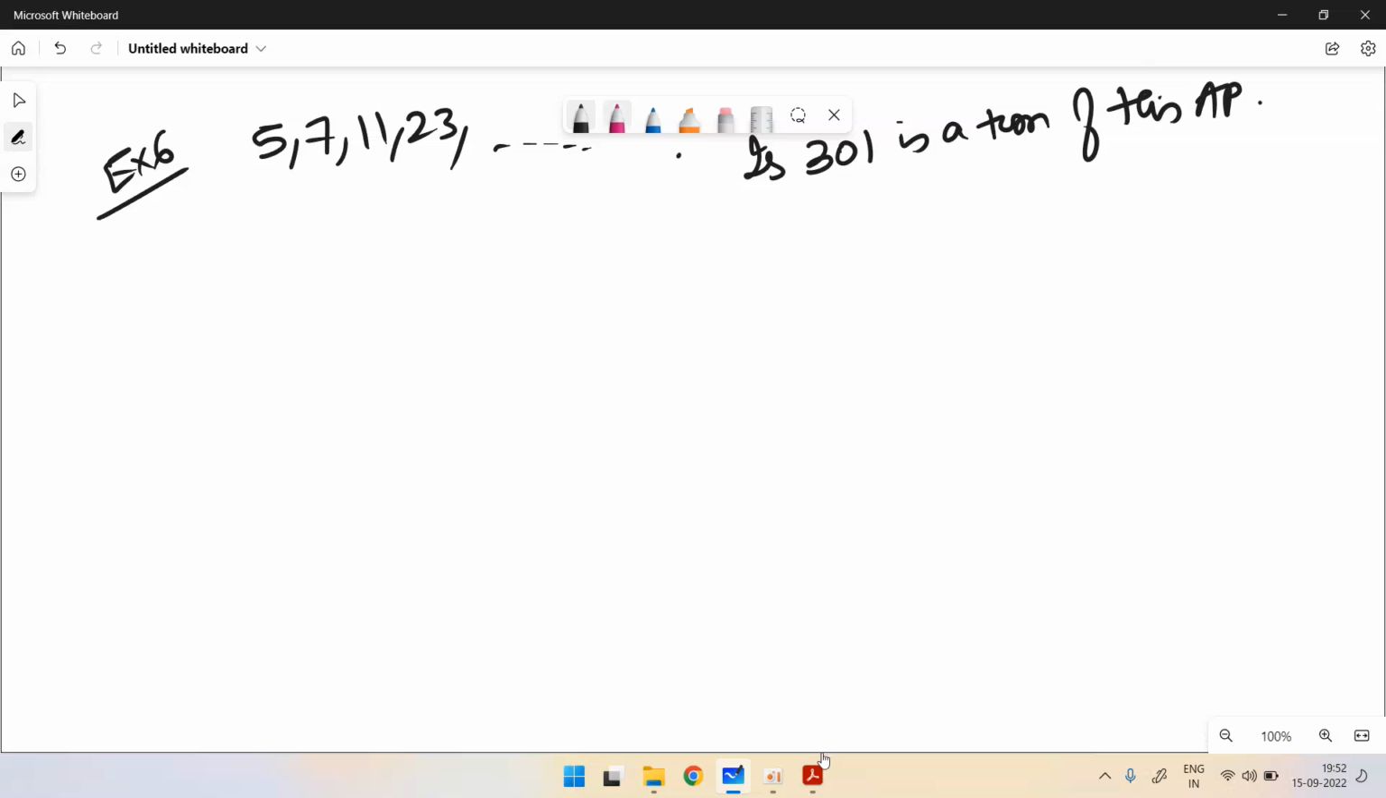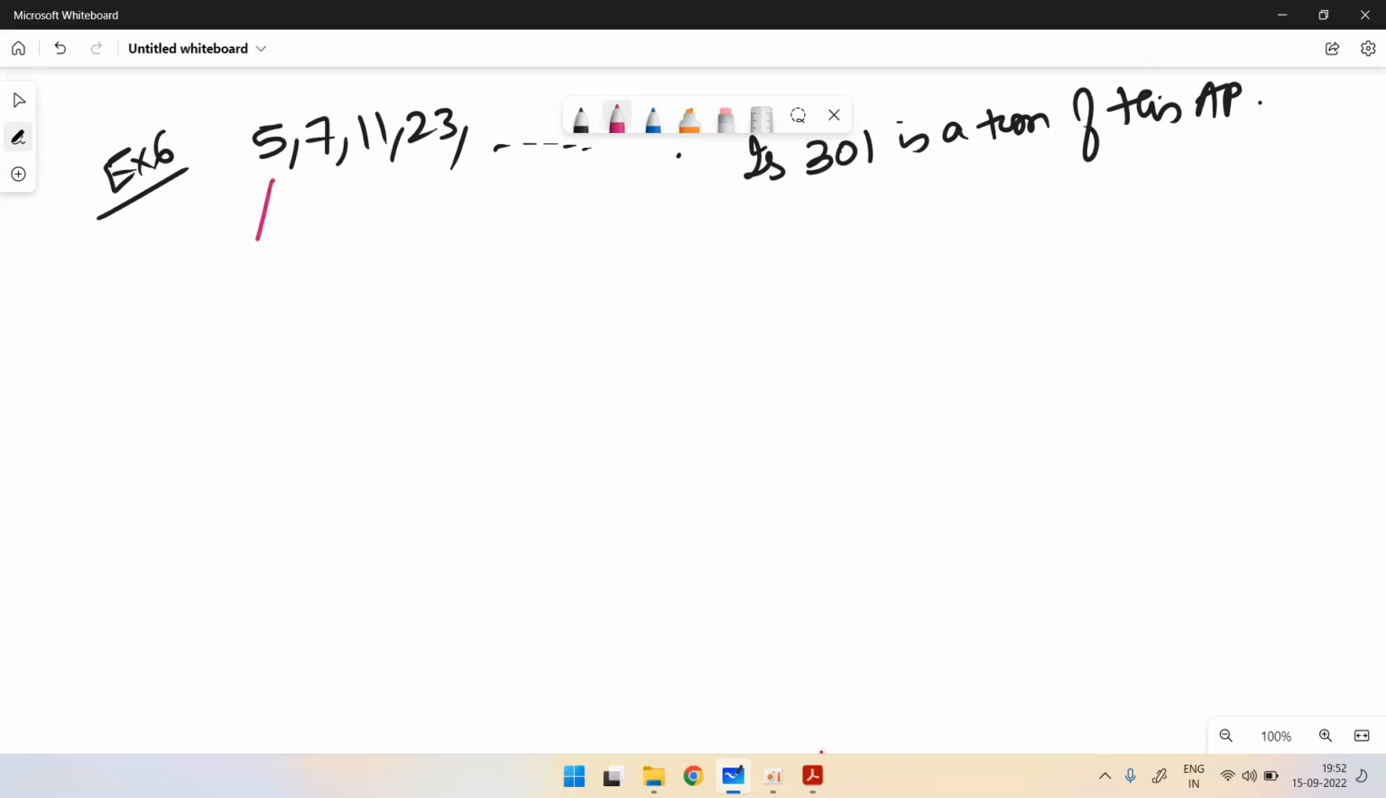Given it is an AP, the first term a is 5. And what is the common difference? The common difference is this term minus the previous term, 7 minus 5, which is 2, so my common difference will be 2. Now, is 301 a term or not?